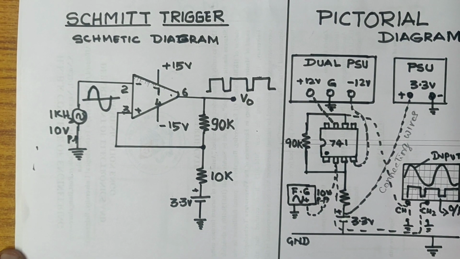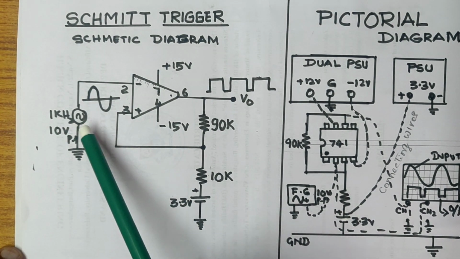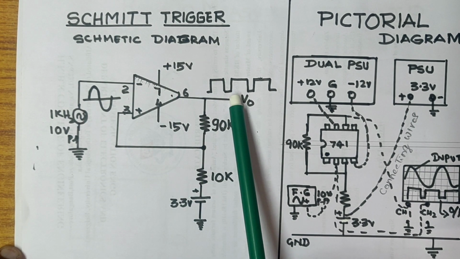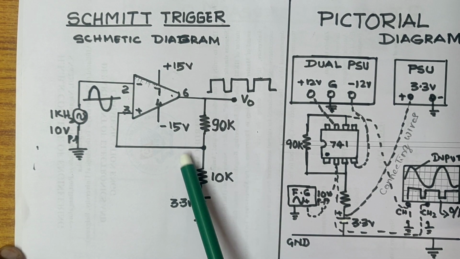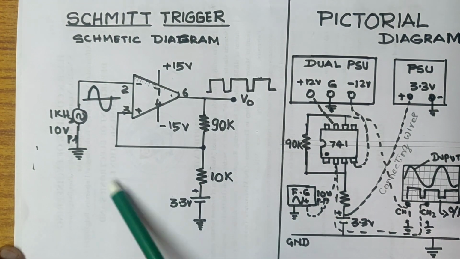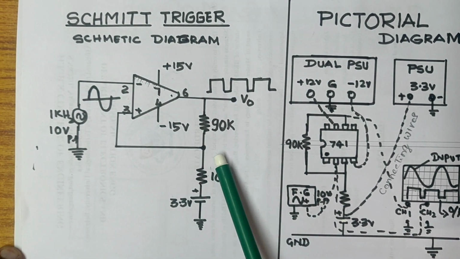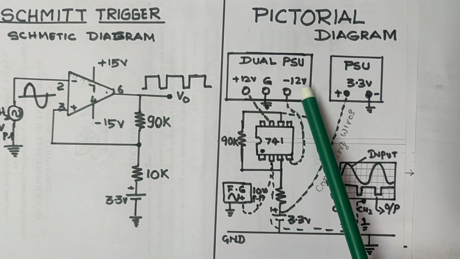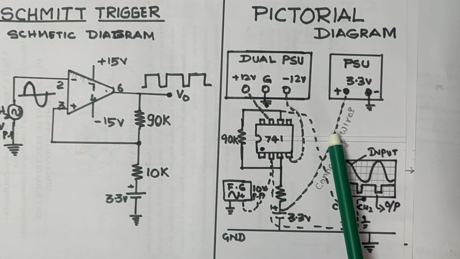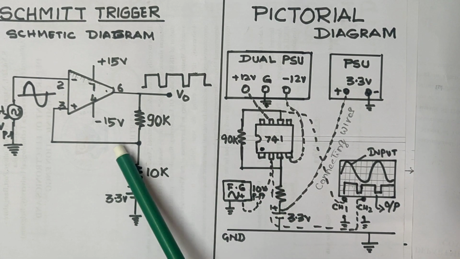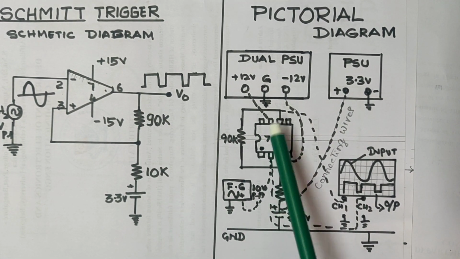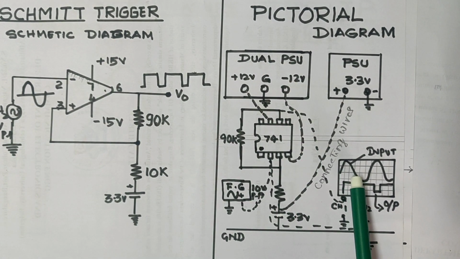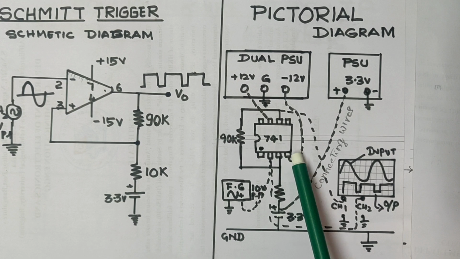As I explained, the Schmitt trigger working principle is to convert a sinusoidal waveform into a square waveform. This is the schematic diagram of what we are going to use practically. Next to this you can see a pictorial diagram. This pictorial diagram is the arrangement of the components on the breadboard as well as the other instruments like the power supply, function generator, CRO and so on. It should be like this.